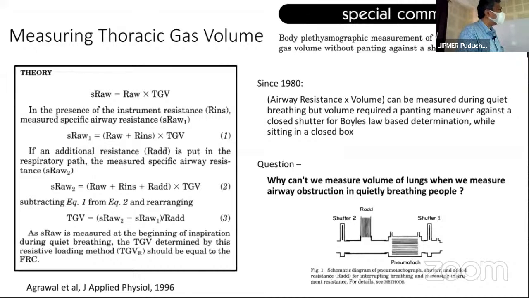So first there is one resistance. Next there are two resistances. You quickly make two measurements before his lung volumes can change. And by subtraction of the two measurements and division by the known resistance that you yourself added, you can get lung volume. So this became my first publication.